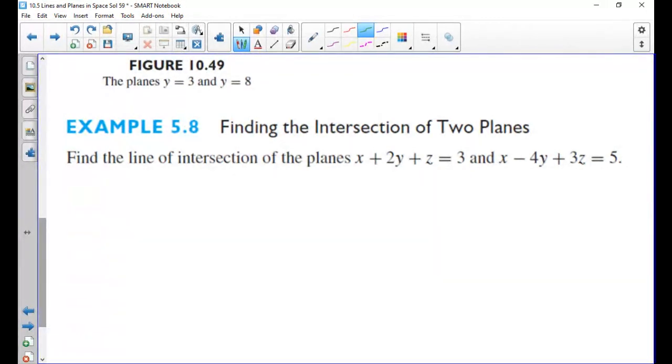Now, example 5.8, finding the intersection of two planes. Again, if you think in the plane xy, when you take two lines, they could be parallel or they could intersect. If they intersect, they will intersect at one point. Two lines in the plane are either parallel, which means they will never intersect, or they intersect at one point.